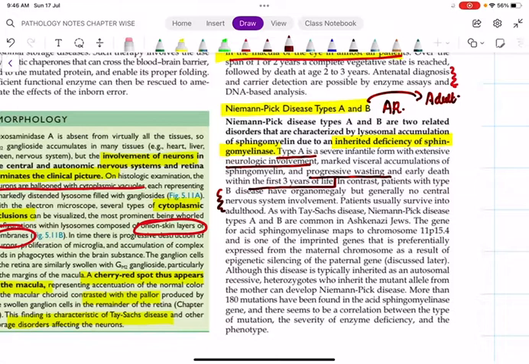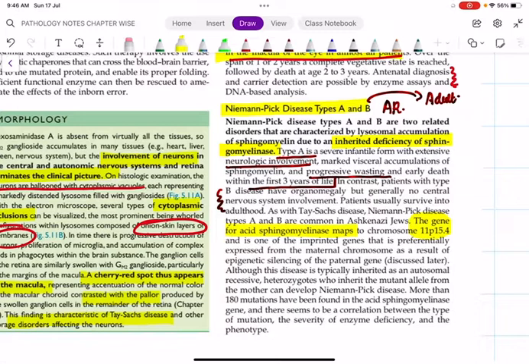In Niemann-Pick disease we usually won't remember the chromosome, but I want you to remember the chromosome because it is mentioned in Robbins. The gene for acid sphingomyelinase is located on chromosome 11. Just remember it. Don't bother remembering 11p15.4, don't do that. But it is chromosome number 11.